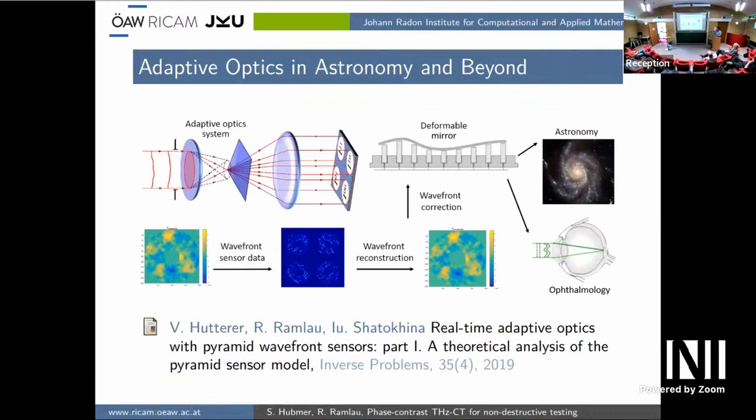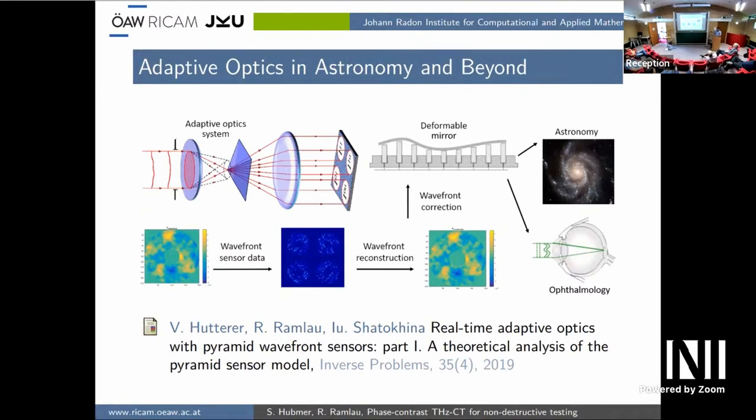And well, you need to do this in real time. So every 1 millisecond, you need to solve three inverse problems: the wavefront reconstruction problem, the mirror problem, and then there is a tomography problem, which comes on the next slide. And if that doesn't work, then the telescope doesn't work. So a big part of the Linz experience is how to make this run.